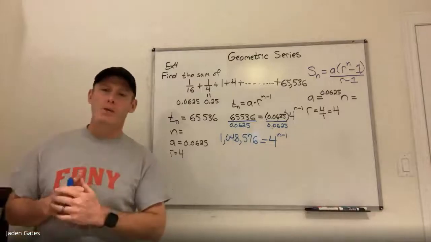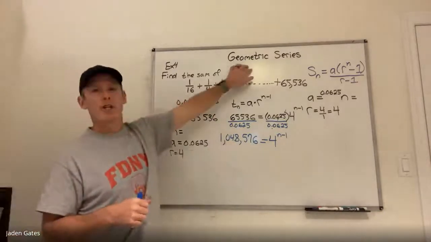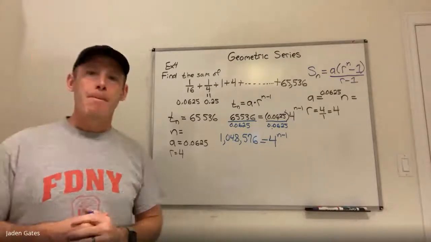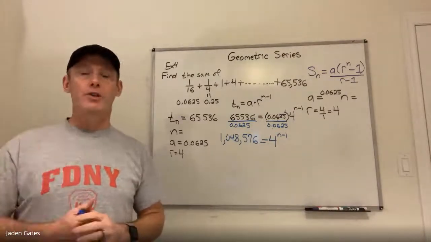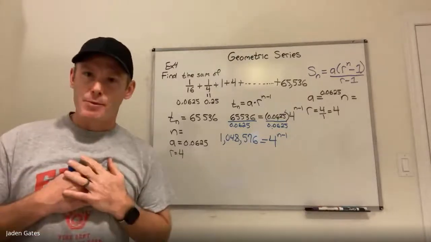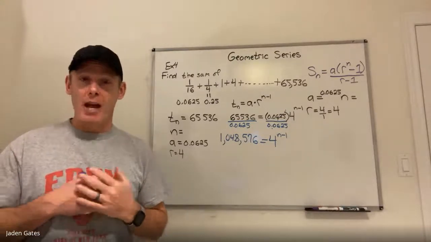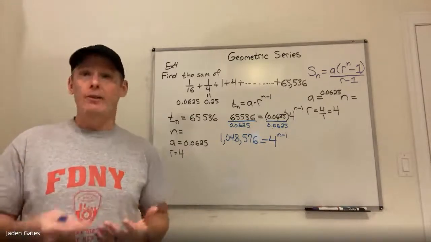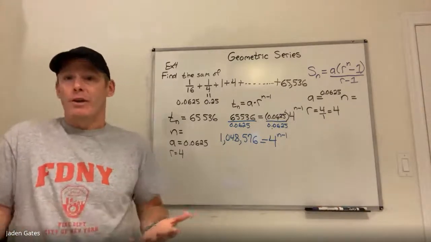But here's the best part about dealing with a geometric series: the end value is the number of terms. It has to be a whole number, because it's like when somebody asks me how many kids I have, nobody ever says, I have 2.5 kids. You either have 2 kids or 3 kids. It's one or the other, right?